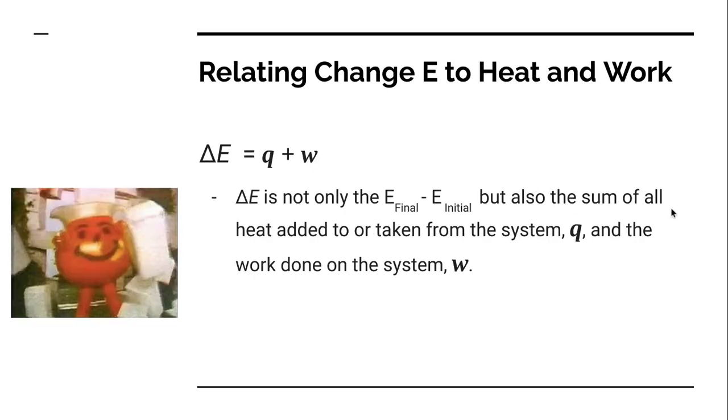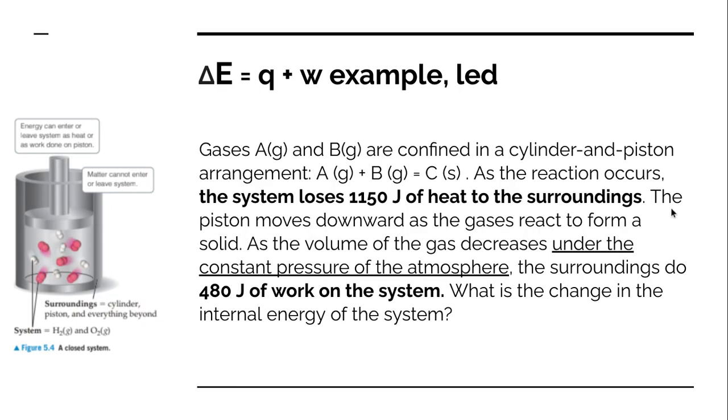Alright, now let's relate the change in internal energy to heat and work. Change in internal energy is also the sum of heat and work, where heat is equal to Q and work is W. Q could either be positive or negative depending upon whether heat is being added or taken away, and whether work is being done by or on the system. Alright, now I'll walk you through a heat and work equation.